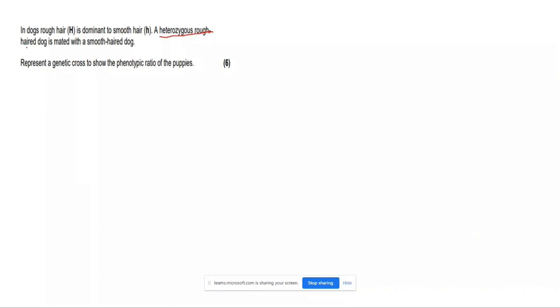A heterozygous rough haired dog. What does heterozygous mean? The two alleles are different. What is the allele for rough? Capital H. But if it's heterozygous, meaning the two alleles are different, it is big H, small h. It is mated with a smooth haired dog. So this one crosses with a smooth haired dog. It can only be small h, small h. Represent a genetic cross to show the phenotypic ratios of the puppies.